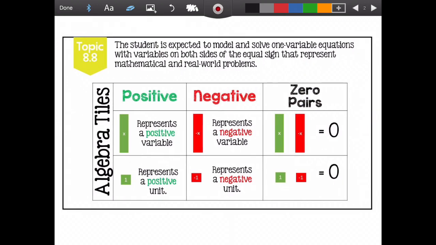So just a quick review, positive and negative algebra tiles. The green and the x are the positive variables with the units being 1, and the negatives are the red tiles with the negative x and the negative 1. Again, zero pairs is when you have a positive and a negative, either variable or a positive and negative unit, and together they create that 0.